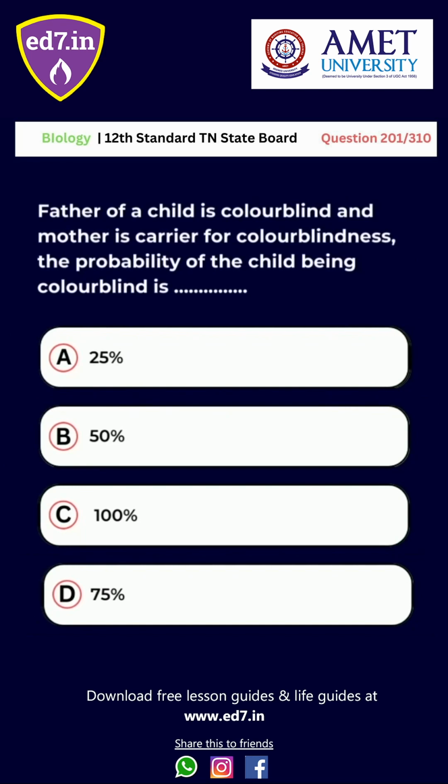Question number 201. Father of a child is colorblind and mother is a carrier for colorblindness. The probability of the child being colorblind is option A, 25%, B, 50%, C, 100%, D, 75%. And the right answer for this question is option B, 50%.